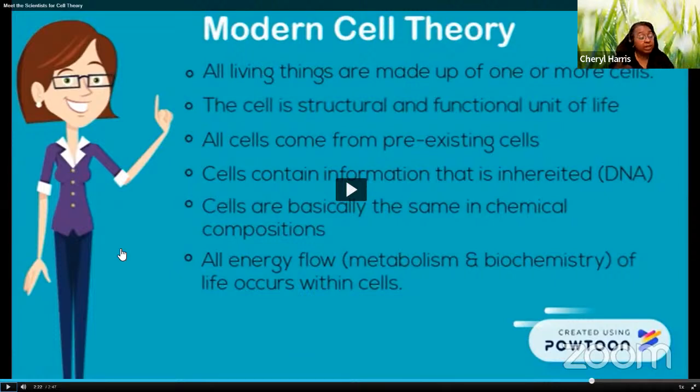And then we have these two scientists that are basically attributed to the rest of the cell theory. One was a botanist and one was a zoologist. So one looked at plant cells and the other specialized in looking at animal cells. And they too studied the fact that they both have the same things in common. Therefore, all living things, not just plants, not just animals, are made up of cells.